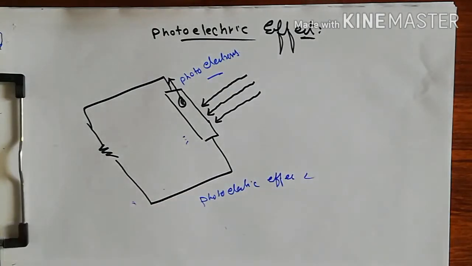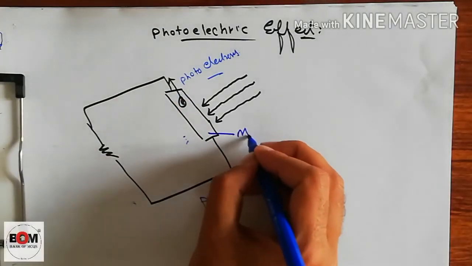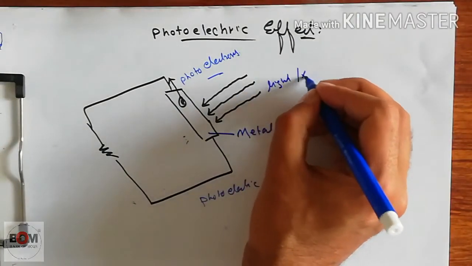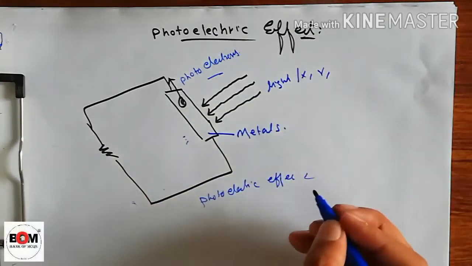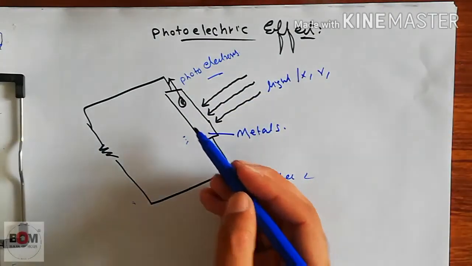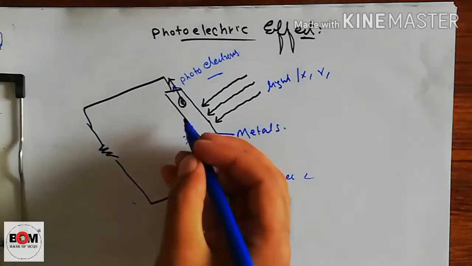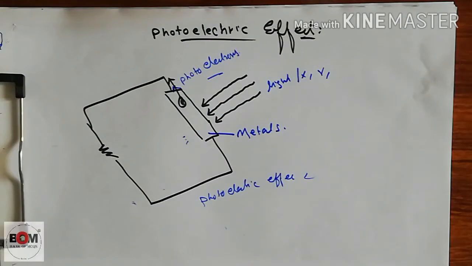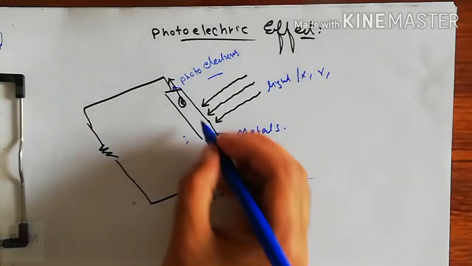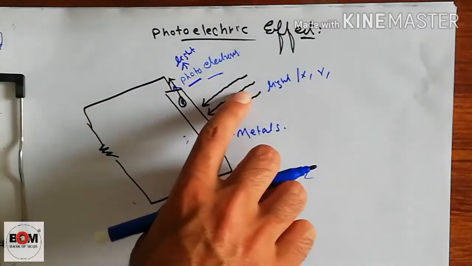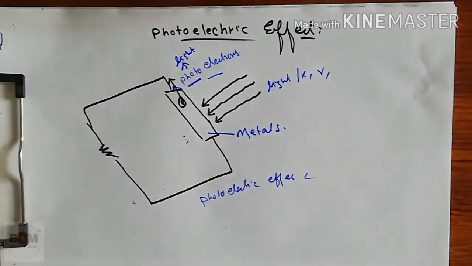It has been observed that metals, when exposed to light or X-rays or gamma rays, emit electrons, and this process is called the photoelectric effect, and these electrons are called photoelectrons. Here the word photo means light. They are called photoelectrons because these electrons are produced or emitted due to light.